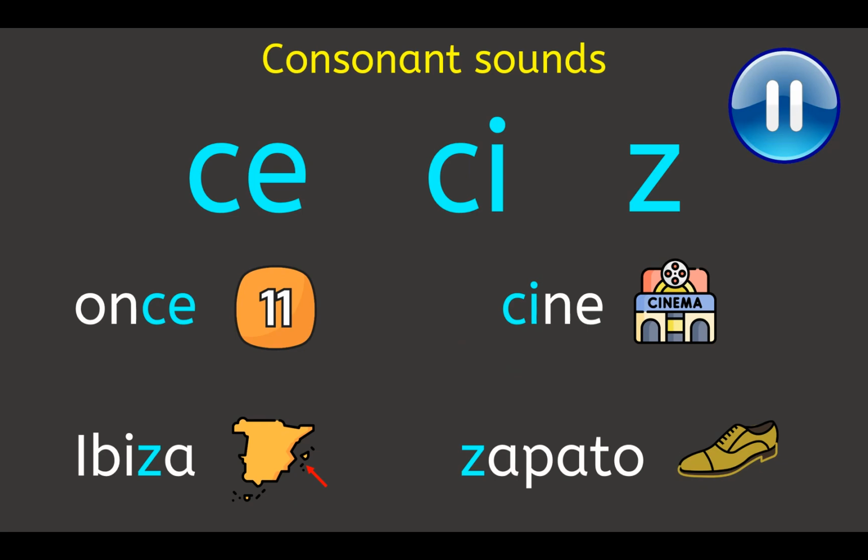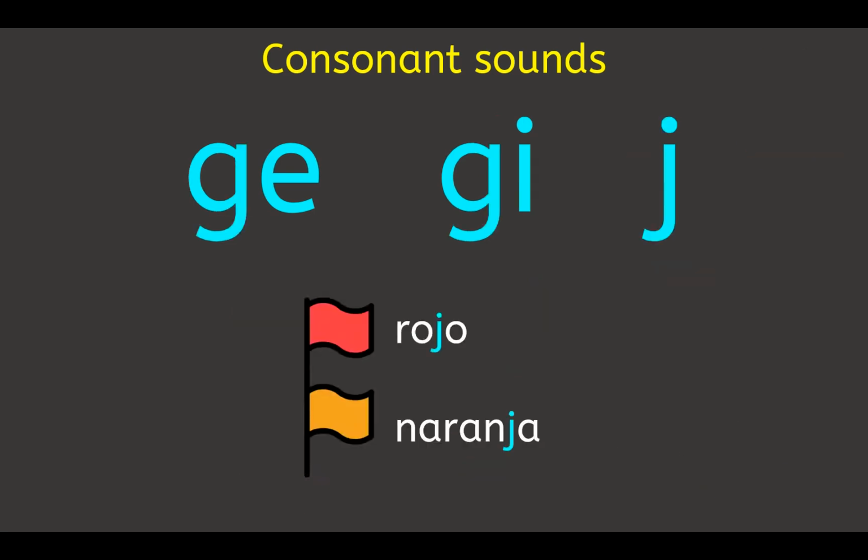zapato. Next we'll look at the GE, GI and J sound. This is the one sound in Spanish that is difficult to exemplify for English speakers, as we have no letters or sounds that we can use to represent it in writing.